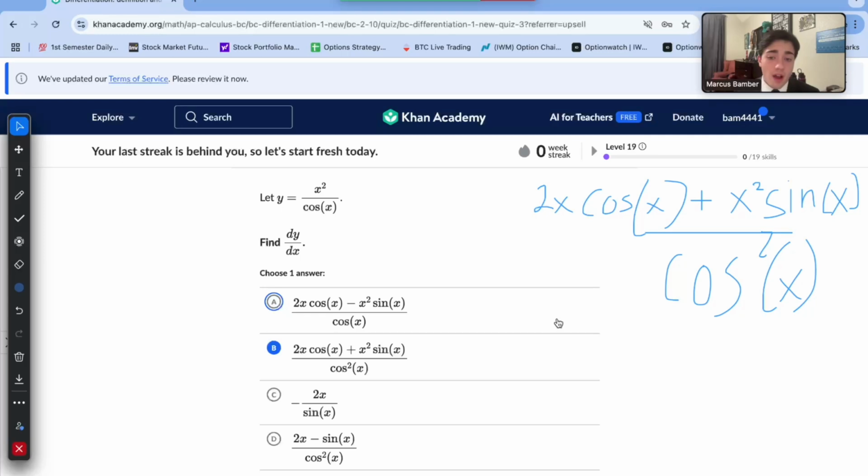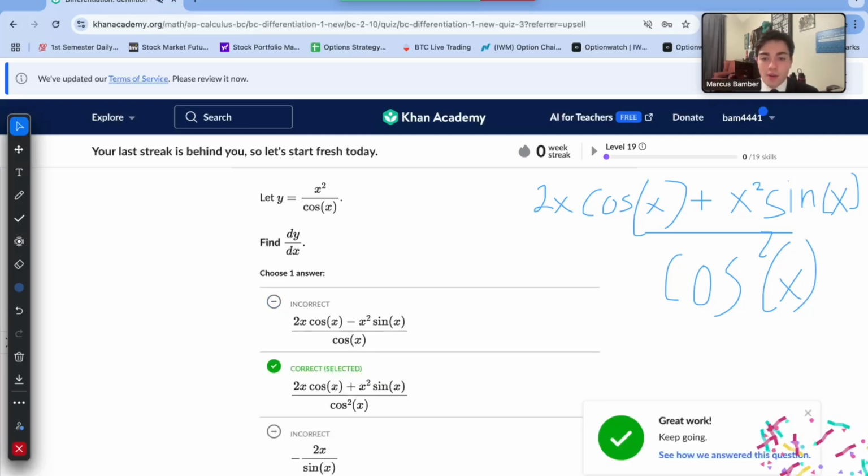Sometimes you might have to simplify past this point, but since we have a matching one, we don't need to go any farther from here.